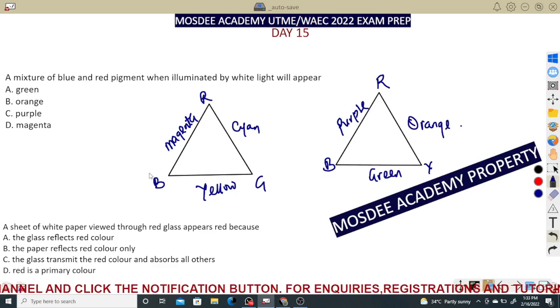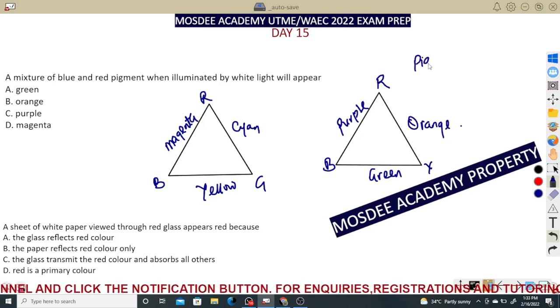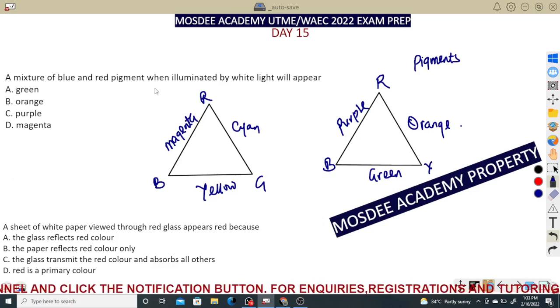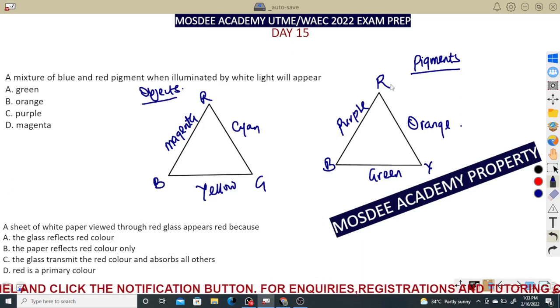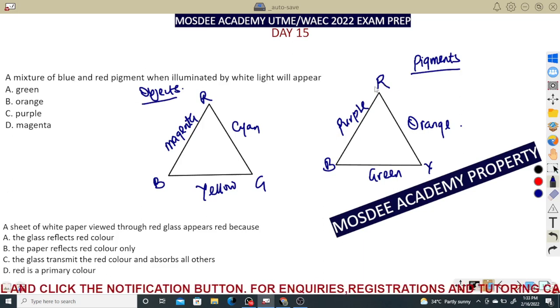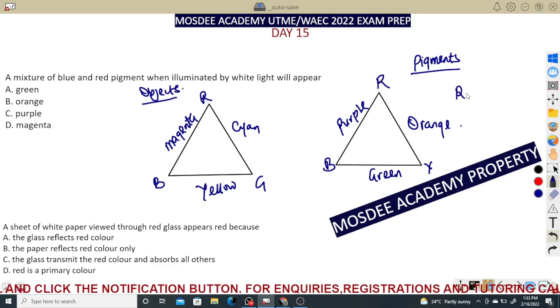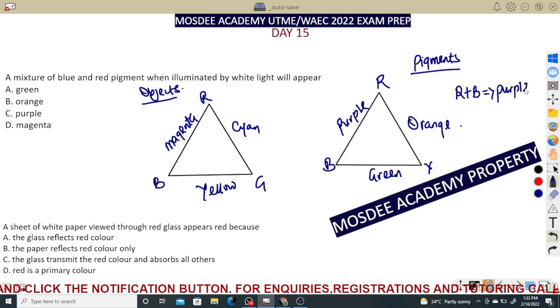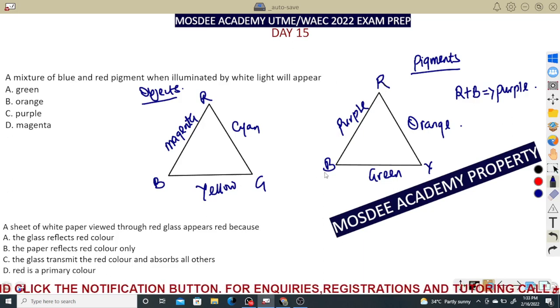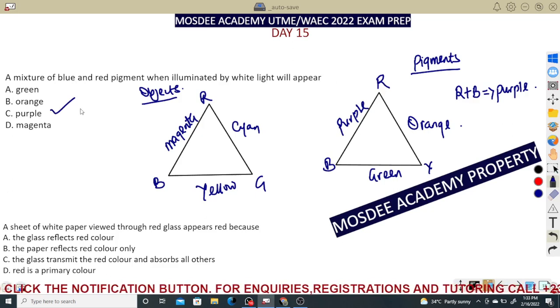Blue and red pigment. Red and blue. This is the color of pigment, right? Now, this is the color of objects. See, what they're asking is what is red plus blue for pigments? It equals what? Maybe we call this purple. So it's a simple question. When a red light is viewed under a blue glass, it will appear what? From our knowledge, purple. So the answer is purple, and that's about that.